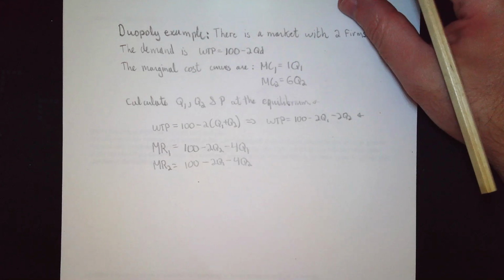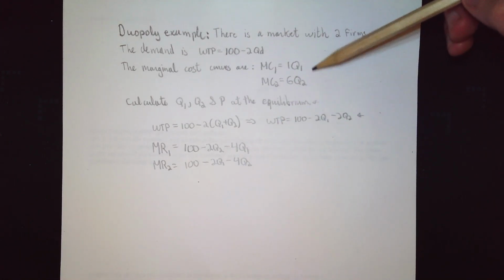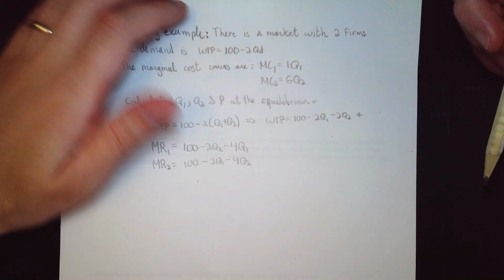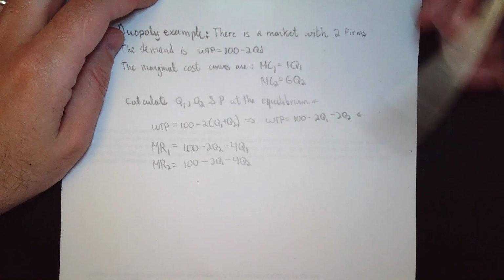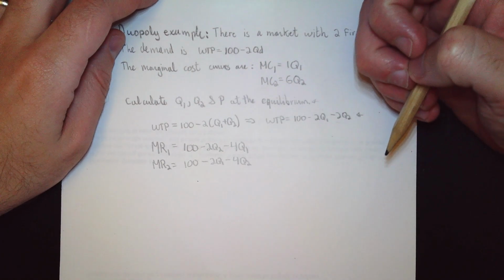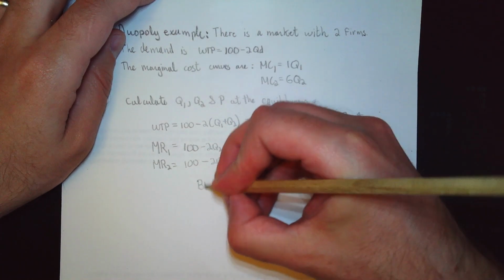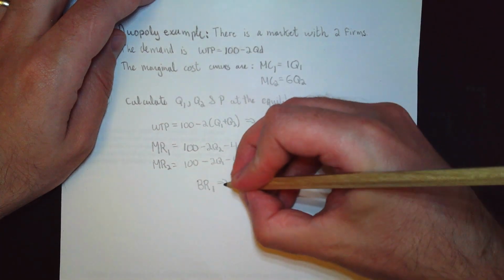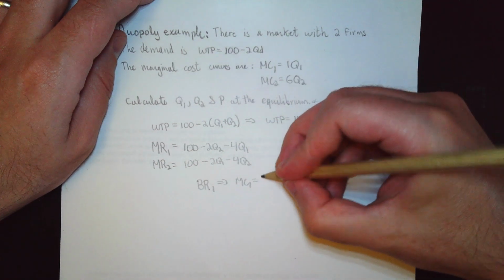Okay, so now we have our marginal revenue for the first firm and the second firm, and our marginal cost for the first firm and the second firm. You should know by this point in the class that firms maximize their profit when they choose a quantity where the marginal cost and the marginal revenue are the same. So basically the best response function for the first firm will be where MC1 is equal to MR1.